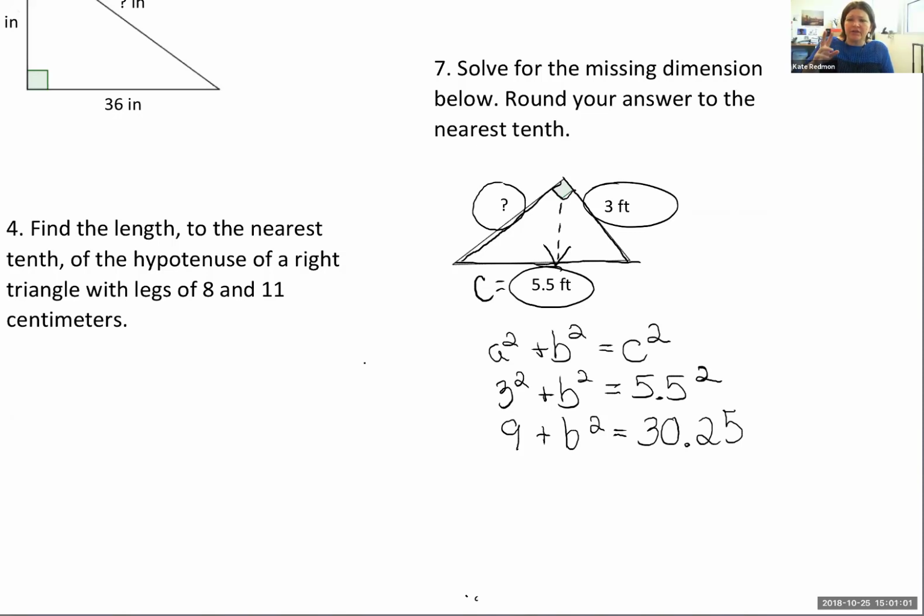So I've got a couple of things to get rid of if I want B to be alone. I hope you can see that. The 9 is over here hanging out with B. So is the little floating 2. Those are the two things I need to get rid of. Now, we said when we're solving, which is what we're doing now, we're working to get the letter alone. We need to go in that opposite order of the order of operations. So I need to move anything adding or subtracting first.